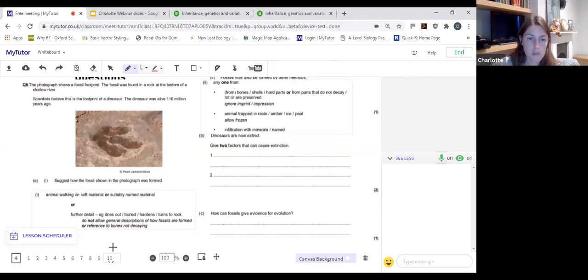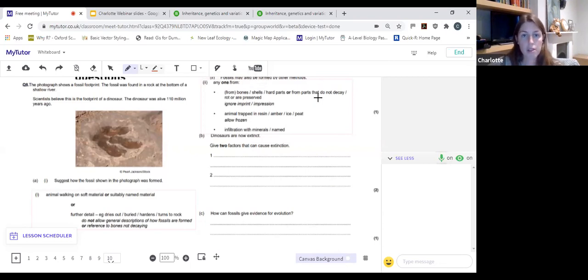It does have a note that says do not allow general descriptions of how fossils are formed or reference to bones not decaying. So there's no bones involved in a footprint, and you need to make sure that you reference that footprint. This is a trace of an animal. It isn't part of an animal.